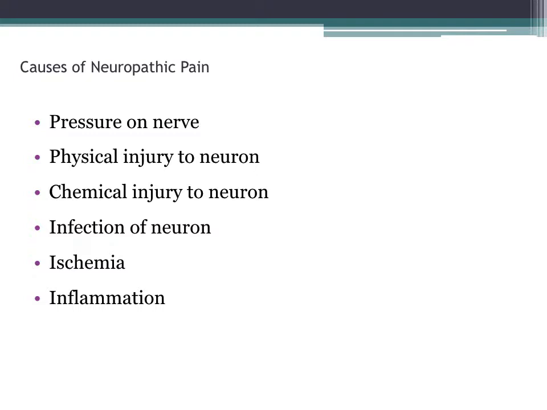infectious process. If there's ischemia, so we're not getting oxygen to that nerve, there is often pain. And think more about diabetic neuropathy, especially in the feet, when we're thinking about ischemic pain and neuropathic pain. And of course, if there's inflammation of the nerve, we talked about that, and basically that's what we're looking at with infection, is that there's the inflammatory process going on around those nerves.